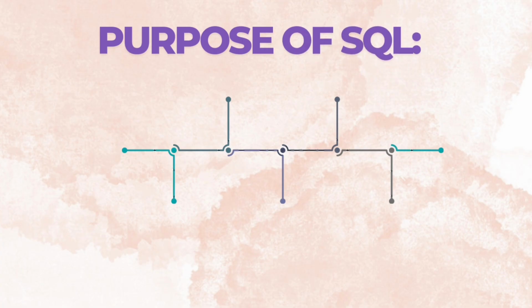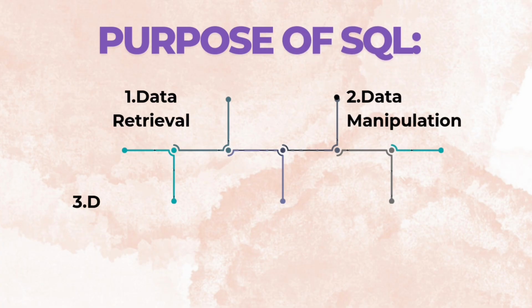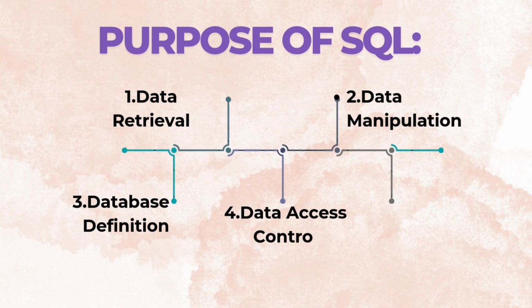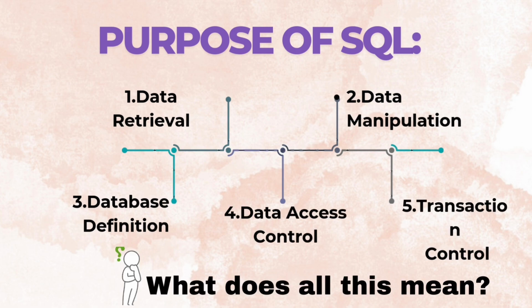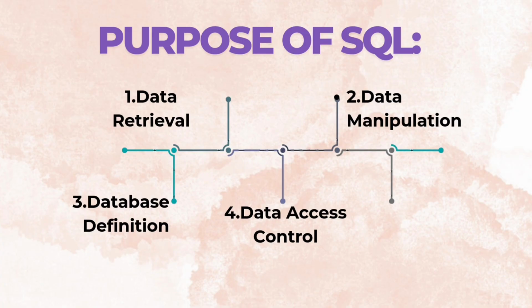SQL serves 5 main purposes in database management. First, data retrieval. Second, data manipulation. Third, database definition. Fourth, data access control. Fifth, transaction control. But what does all of this mean?